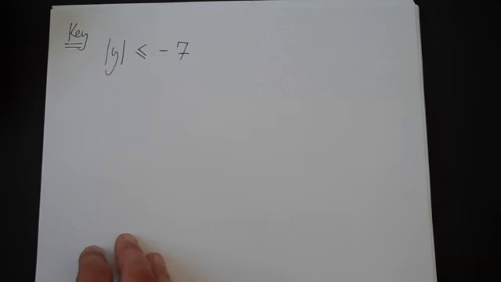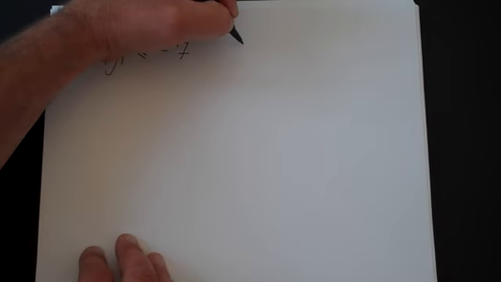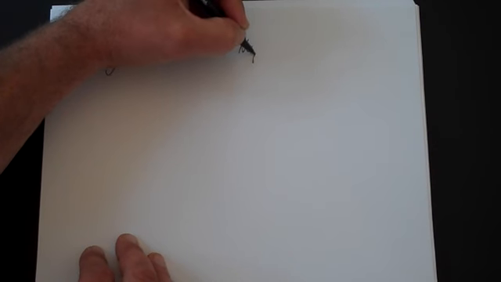So if you had the absolute value of y is less than or equal to, say, a negative number, minus 7, you know that that's not possible. Since that's not possible, then you say no real solution.